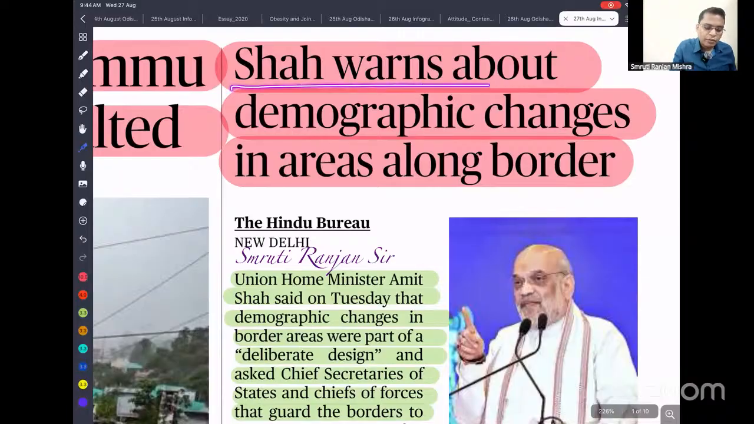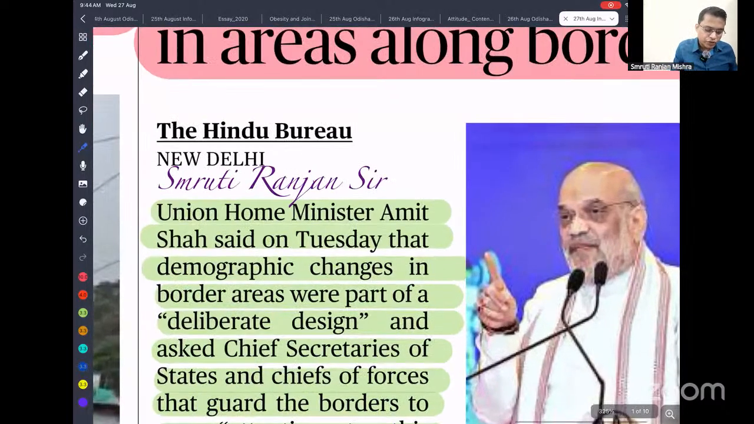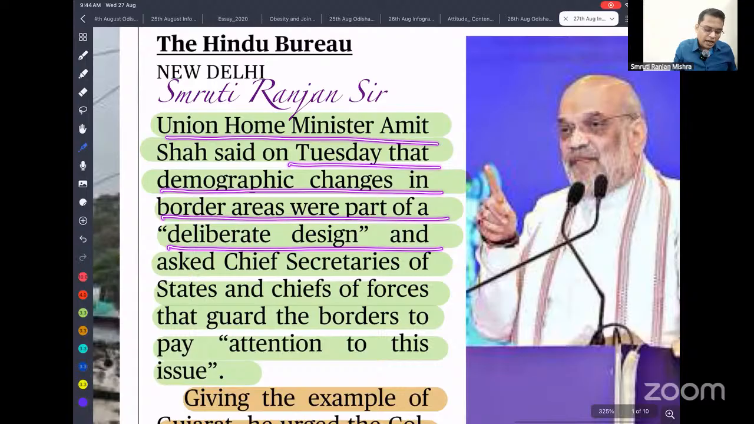Shah warned about demographic changes along the border. In our India's border area, there is a rapid change in demography. People from the neighboring country are migrating there to change the demography, and gradually they can capture this land also. The Union Home Minister on Thursday said that demographic changes in border areas are part of a deliberate design, and asked the Chief Secretaries of the states and the chiefs of the border guarding forces to pay attention to this issue.